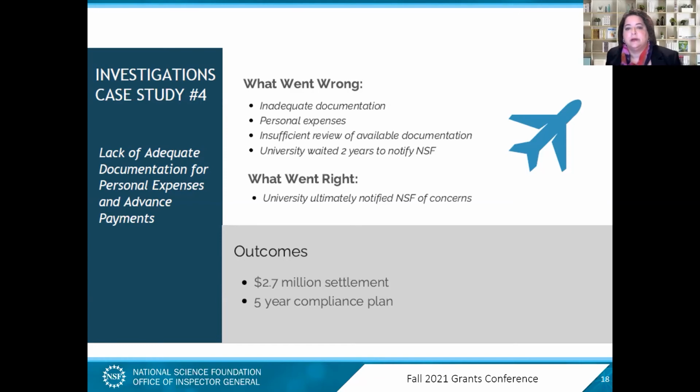In addition to the requirement that expenditures be supported by documentation, the university had an obligation to notify NSF of problems related to financial management of the award, and they did not. So the outcome of this investigation was that the university paid $2.7 million to settle the claims and had a five-year compliance plan. Next slide, please.